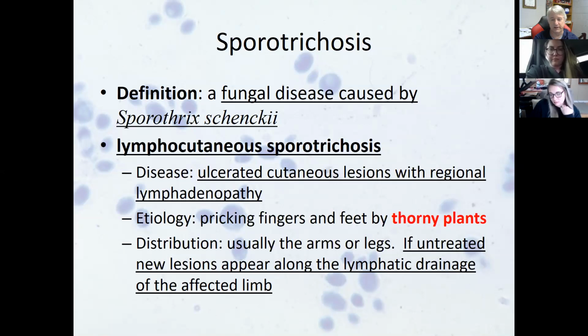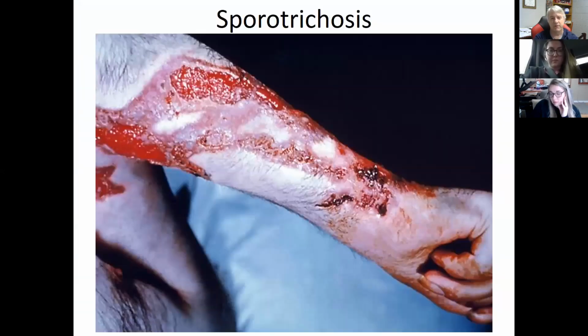Usually the arms and legs, and if it's untreated, new lesions appear along the lymphatic drainage of the affected limb. Remember from anatomy, the lymphatics are the garbage system of the body, taking off the excess tissue fluid and returning it into the circulation after it goes through the lymph nodes. Sporotrichosis, not pretty there in that picture.